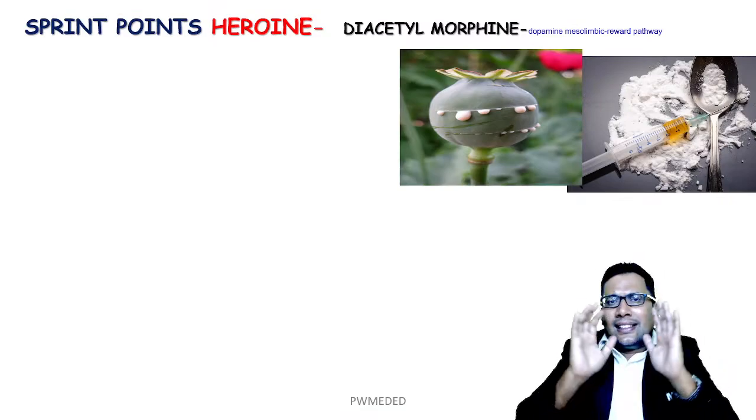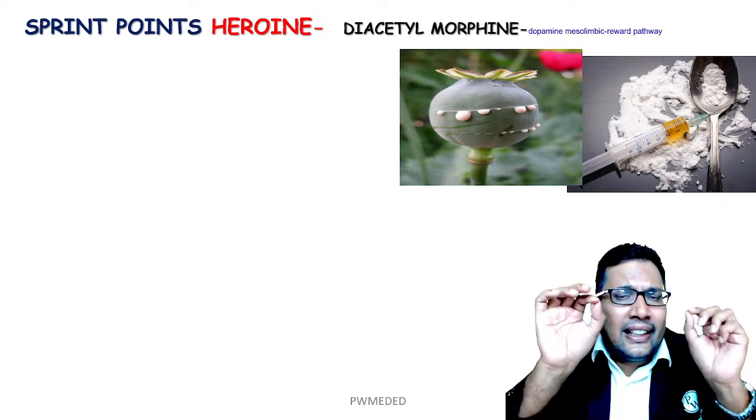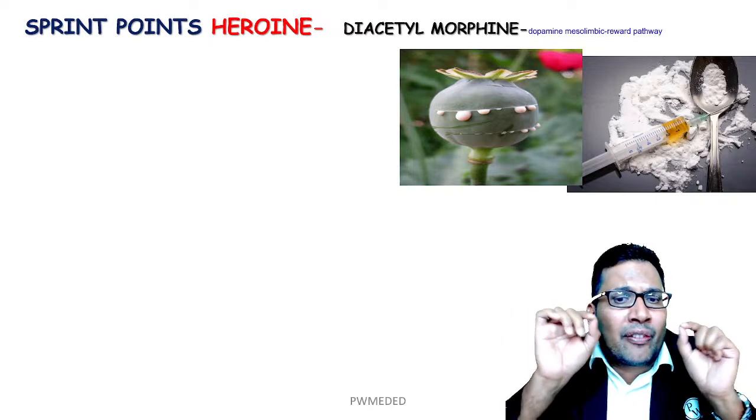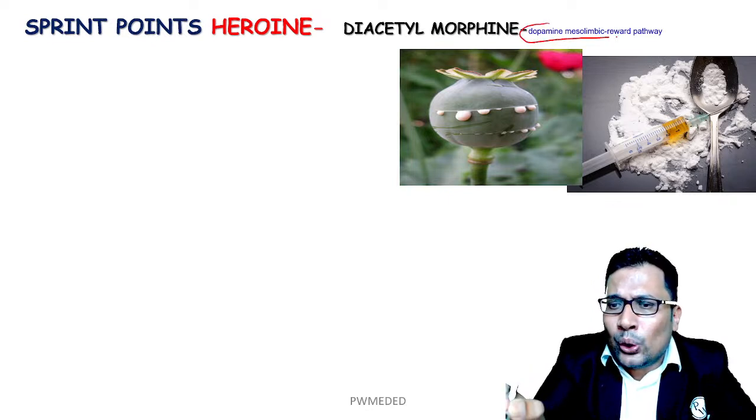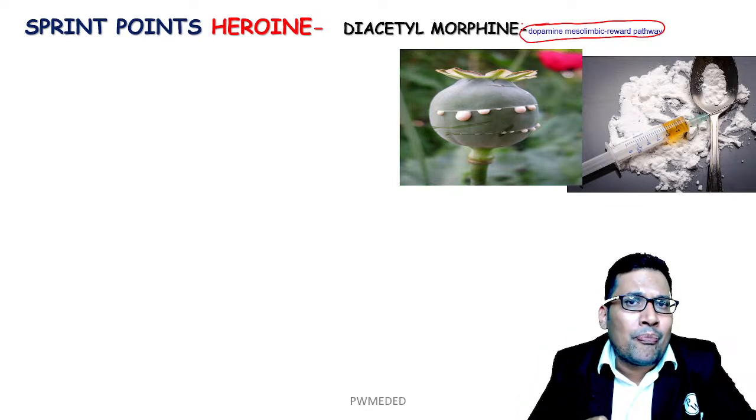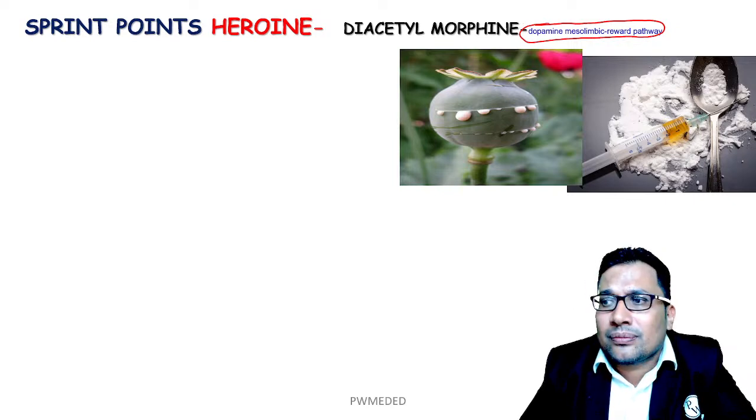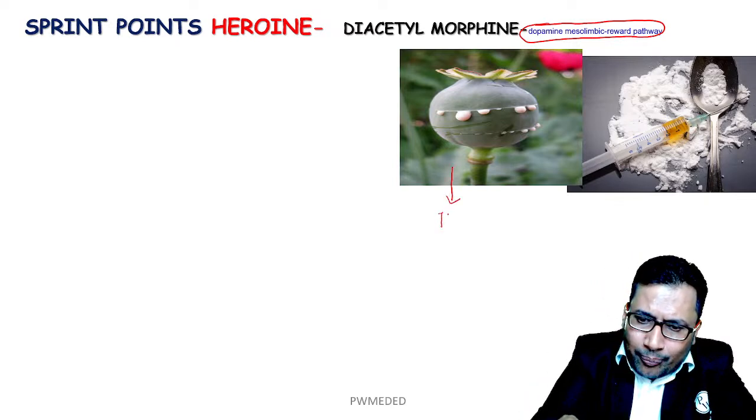Heroin. All of you, these are the spring points about heroin. What is heroin? Diacetyl morphine. What is the mechanism of action of heroin? It acts on the dopamine mesolimbic reward pathway. Heroin is prepared from morphine, and the plant is known as Papaver somniferum. This can be asked in the exam. Papaver somniferum.